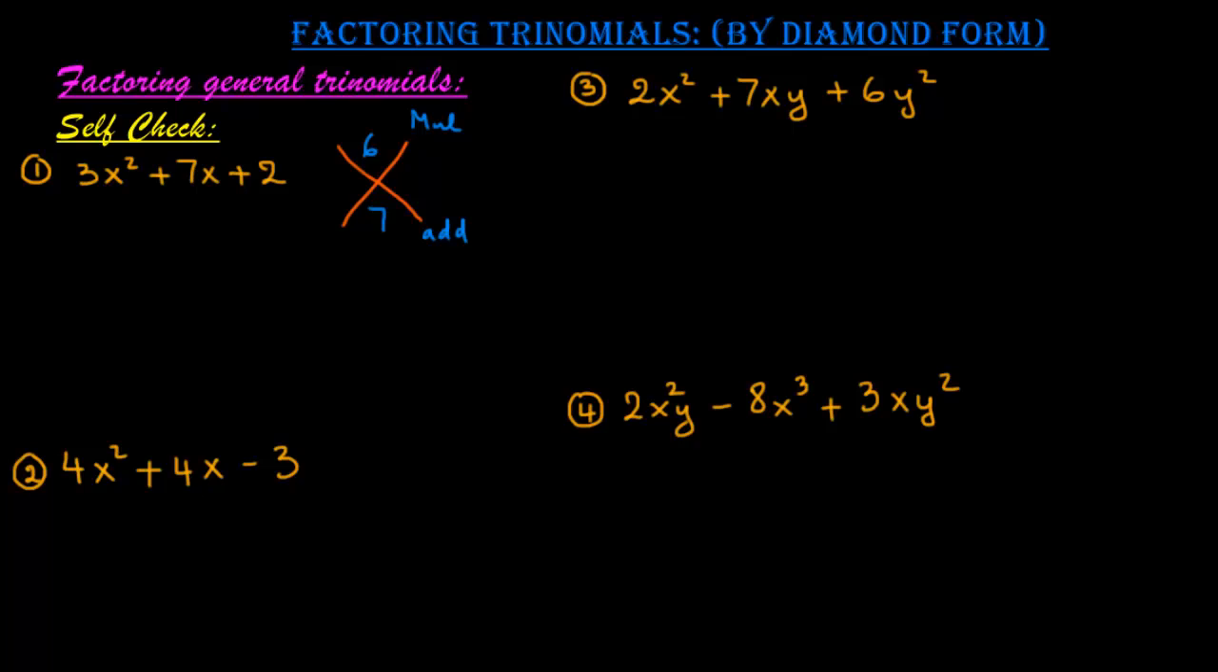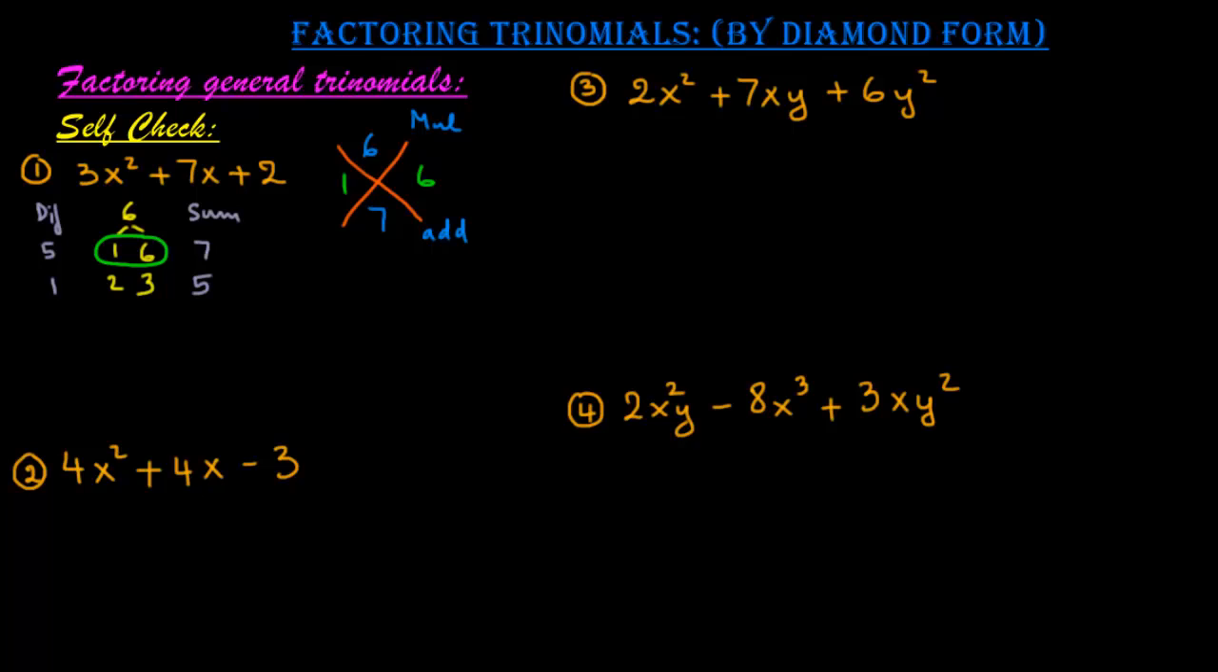So the factors of 6 are 1, 6, and 2, 3. We need to find the sum and the difference. So we have 7, 5, and the difference gives me 5 and 1. And the pair that gives me 7 is 1, 6. So 1, 6 is my solution. Make sure you check them: 1 plus 6 gives me 7, 1 times 6 gives me 6.